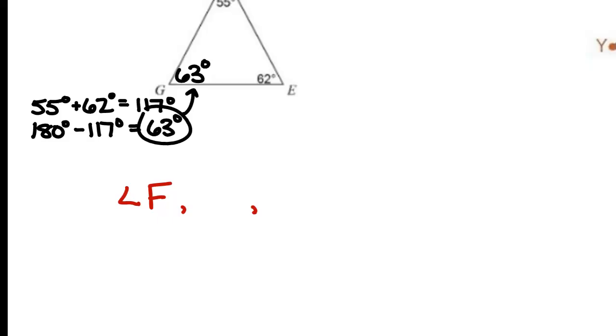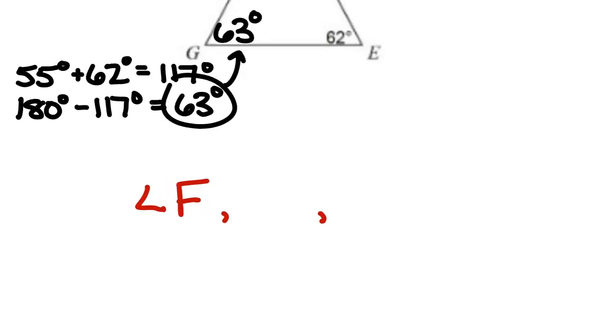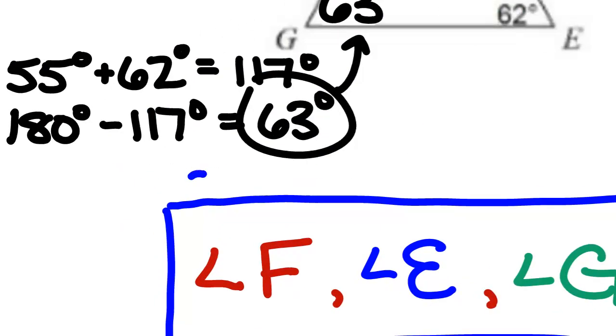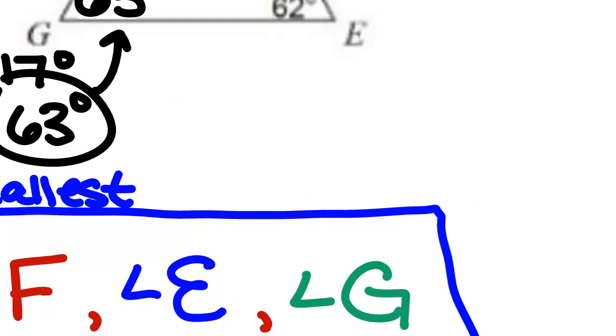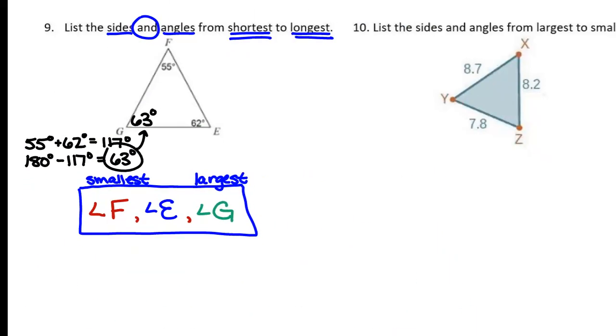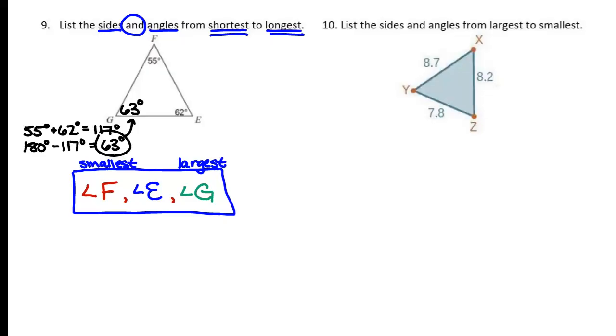Which angle would go next? Angle E would go next. And my biggest angle would be angle G. So there's my three angles in order from smallest to largest. All right, now let's do our sides from shortest to longest.